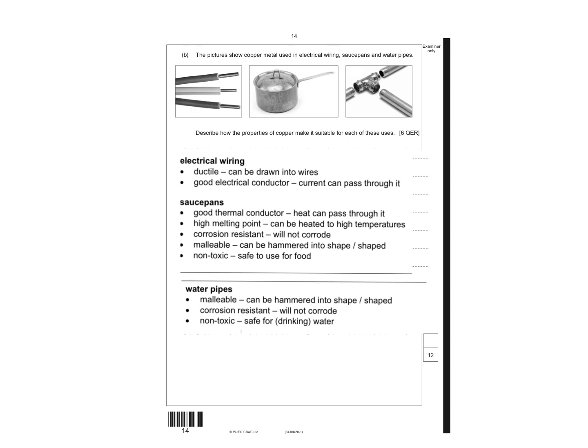Describe how the properties of copper make it suitable for each of these uses. So that's wires, that's obviously pipes, and then that's pans. And you can see here the first one, electrical wires, is ductile, can be drawn into wires, and it's also a good electrical conductor. You didn't get the mark unless you did the 2 things. So you had to say ductile, the uses, it can be drawn into wires. Saucepans, there were loads, malleable, good thermal conductor. And then water pipes, again, corrosion resistant, non-toxic, safe for drinking water. Okay, that was a really nice 6 marker.